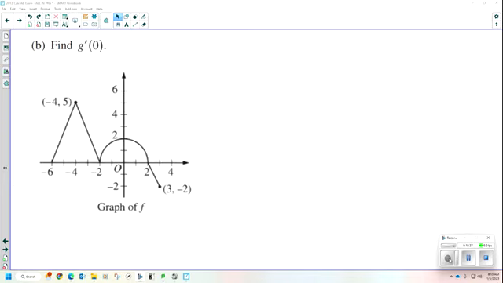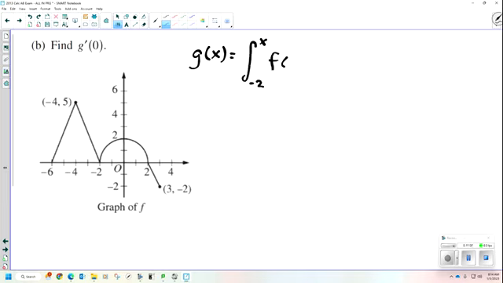5b. Find g prime of 0. And there it is. We're finding the derivative of g. But I love it. I absolutely love it. I'll go here. We'll start with black. Okay, and I've copied a shot of the graph because it's always helpful. All right. So first of all, we know g of x. That's the integration from negative 2 to x of f of t dt. Don't forget that dummy variable. All right, well, I don't want to find anything with g.